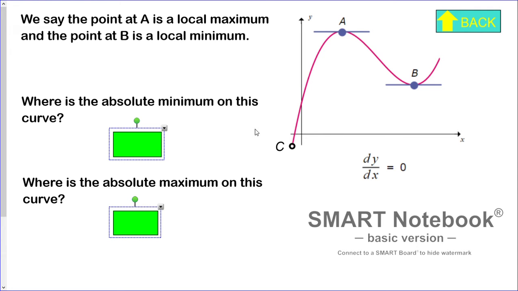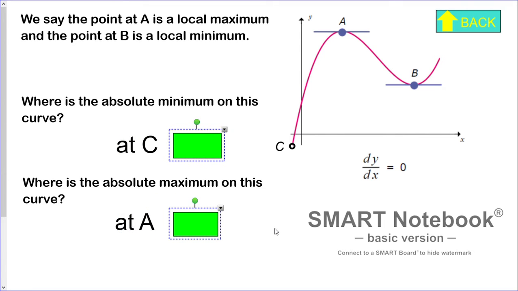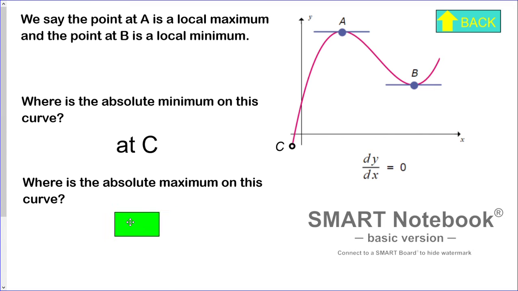Where is the absolute minimum on this curve? We've restricted the curve. The curve is restricted. Where is the absolute minimum on this curve? That's right. The absolute minimum is at point C. Okay? The absolute minimum is at point C.